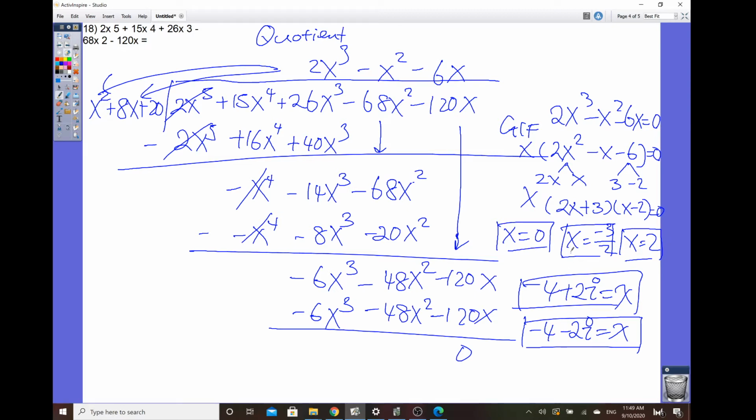And once you count them all together, totally we do have 1, 2, 3 real and 2 imaginary solutions. So the total number would be 5, because the highest power is 5. Now let's take a look at number 20. So number 20 is quite similar to this one.